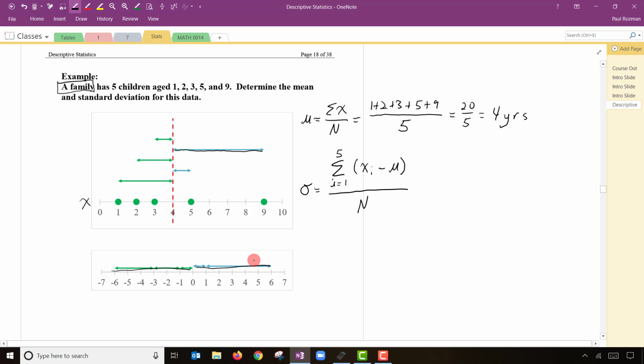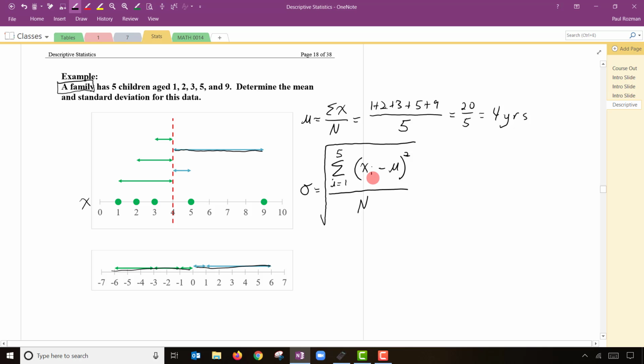So one way to fix it would be to do it in terms of absolute distance, so we wouldn't have to worry about the signs. But what statisticians have done instead is they made them positive by squaring the distances. It's easier to work with squared values than having to deal with absolute value. And then to correct that they've squared all the distances, we take the square root. So that's our formula for standard deviation.